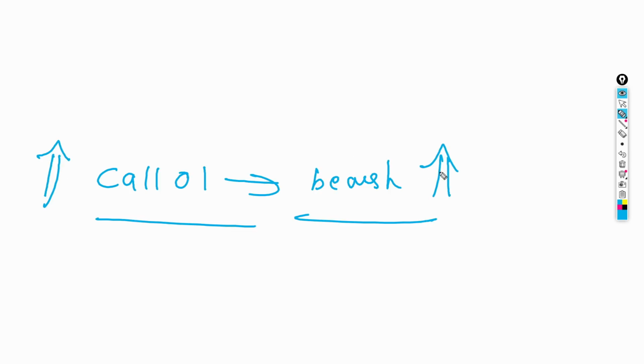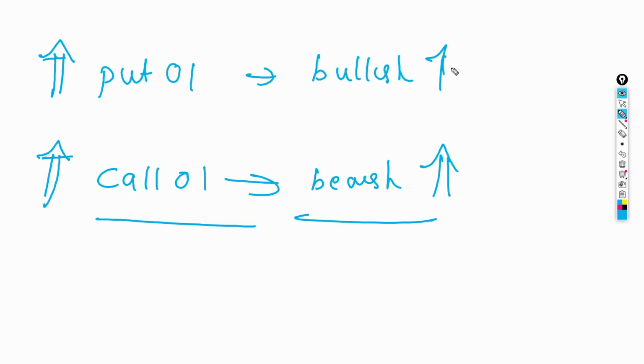So always remember that. Similarly, if the put OI is very high, then the market is usually bullish. Again, the explanation to this is pretty simple. Why would the market be bullish if the put OI is very high? We'll quickly look at it from the point of view of institutions again.